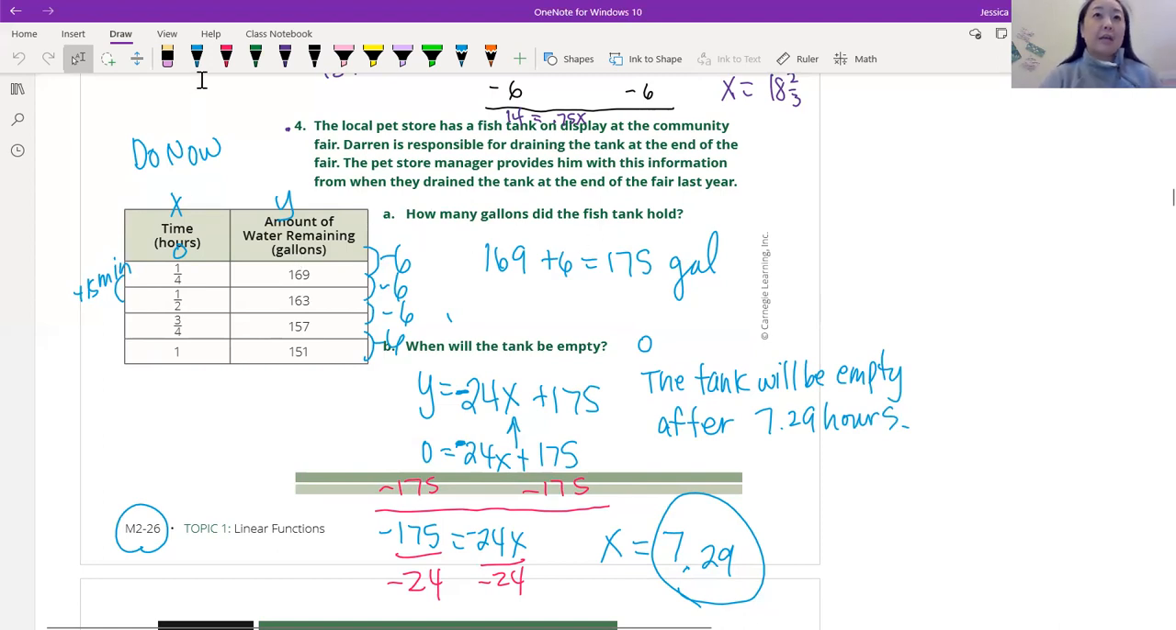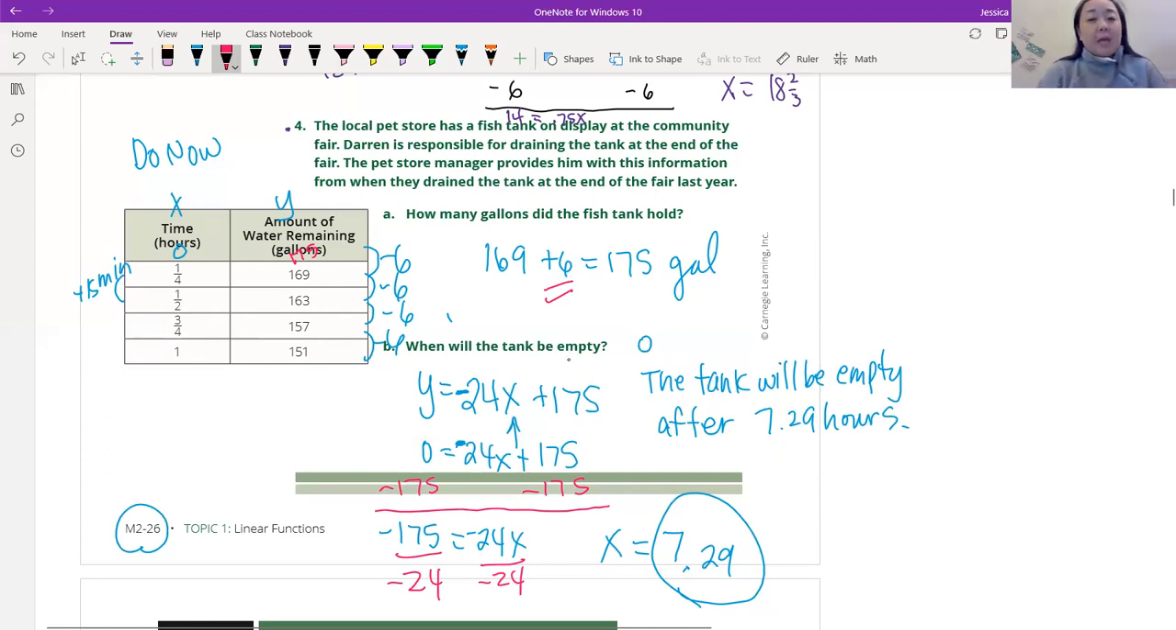If you notice right here, I'm going to use pink to indicate what I'm doing. If we're going down by 6 every 15 minutes, then basically we're going back in time, so we're adding those 6 gallons back in. So that's what we have plus 6 right here, because we're adding it back in. So this would have been 175, because 175 minus 6 would give us that 169. And that would be at time 0, like when the tank was full. Okay, so that's 175 gallons.